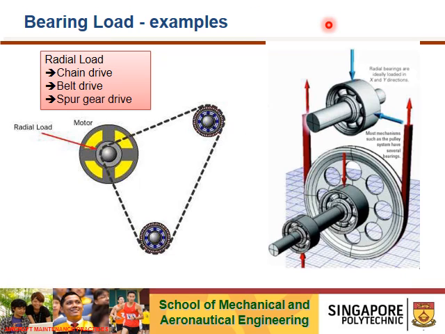This is a typical bearing load example: chain drive, belt drive, spur gear drive. Where a machine is driven through a chain, the bearing will experience a radial loading. The same goes for the belt: when you pull, you will experience a radial load, and for the shaft, the weight at the end of the pulley will also create a radial load.